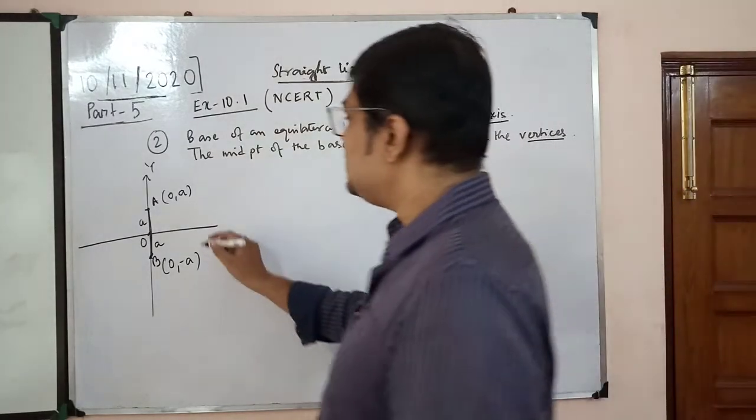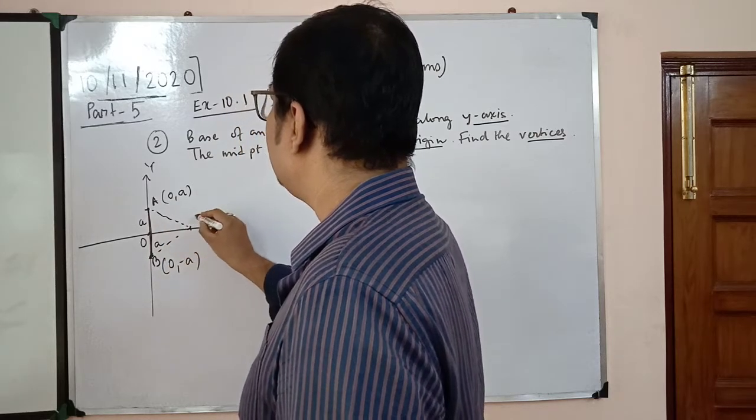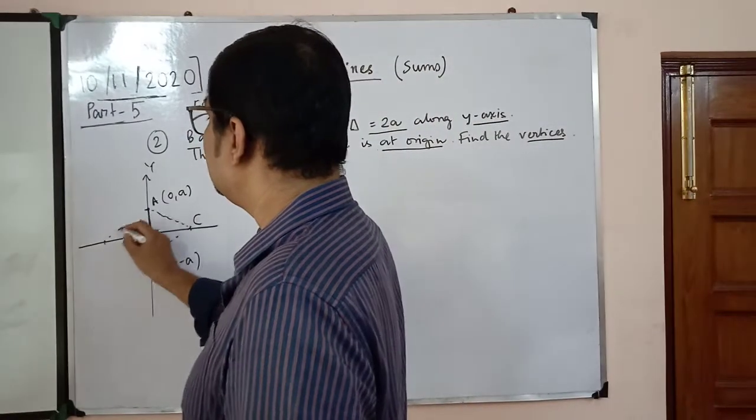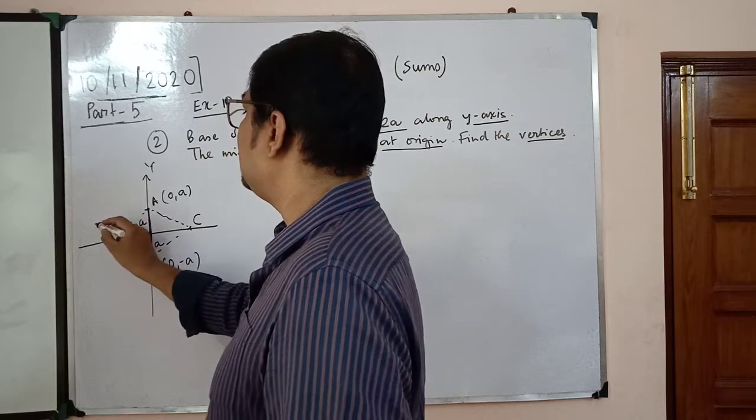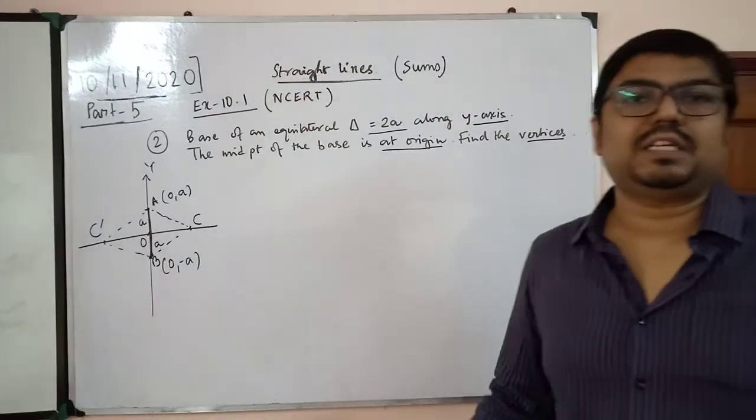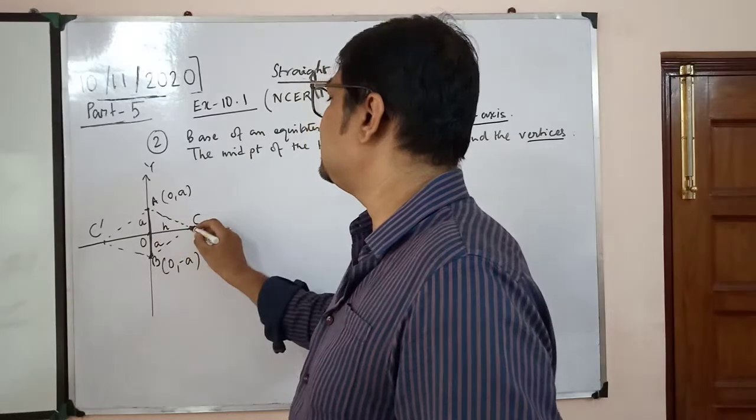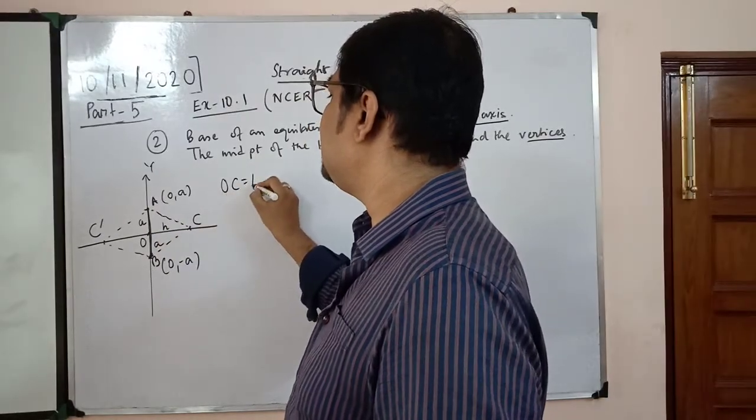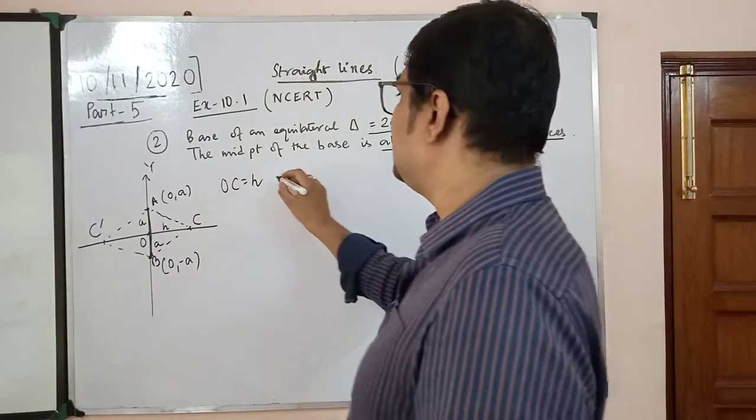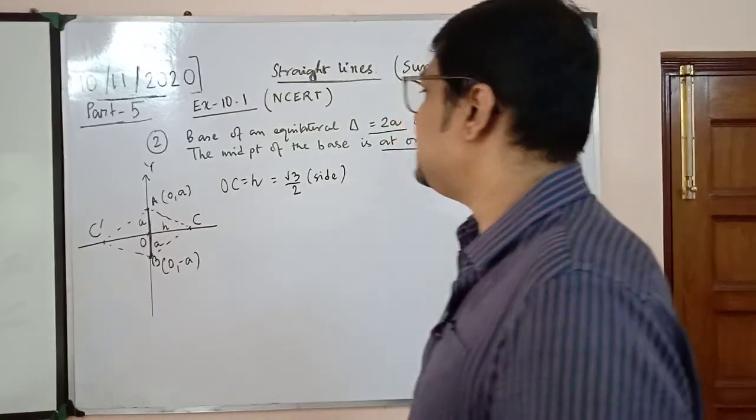So two vertices can be easily found. Now the third vertex is maybe over here, so that this forms an equilateral triangle, or it can be over here on this side as well. Whatever it be, it's just a change of sign. If you consider this OC as the height, you know there is a formula: root 3 by 2 into side. So that is the height.